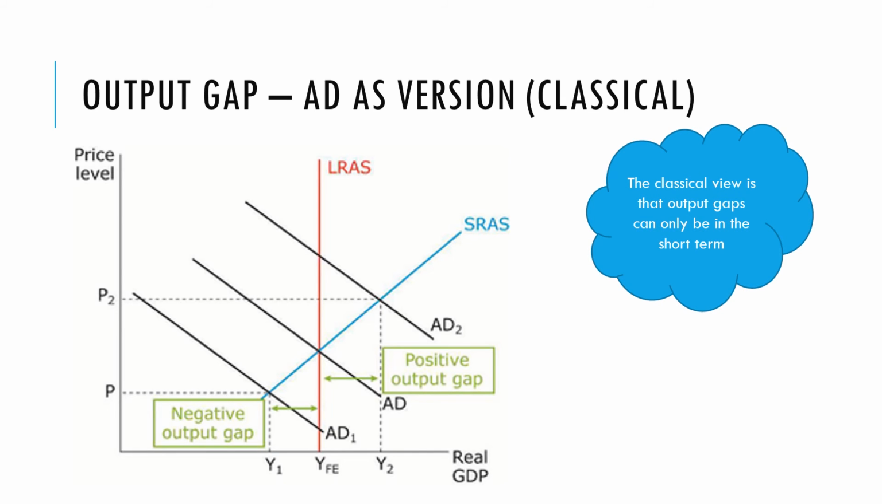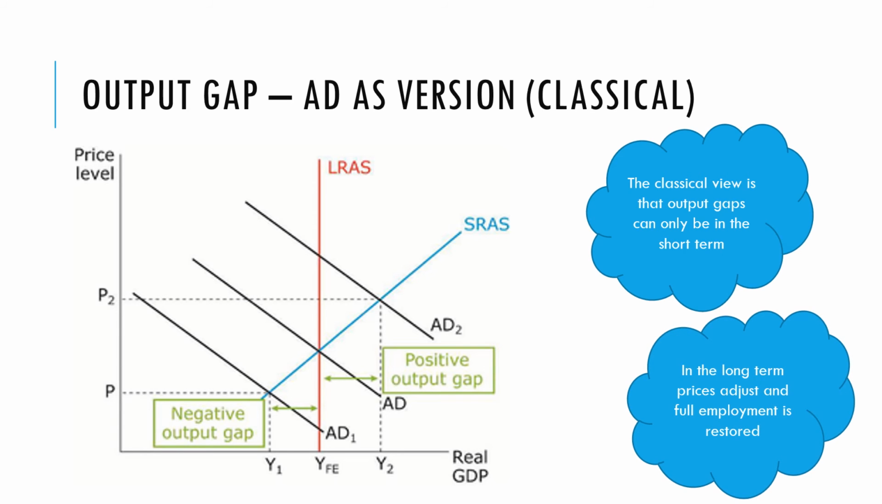So the classical view is that output gaps can exist, but they should only be in the short term. In the long term, prices adjust and full employment would be restored.